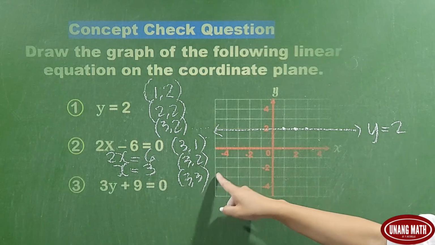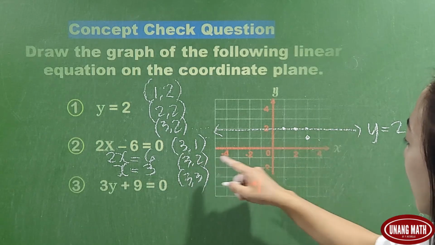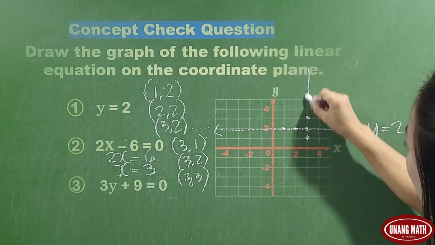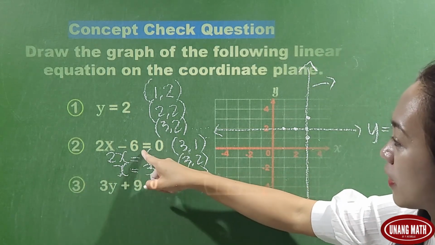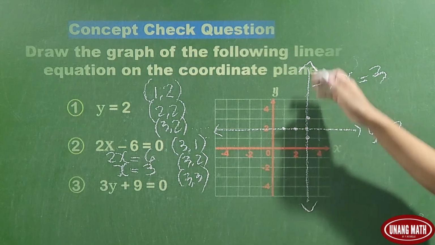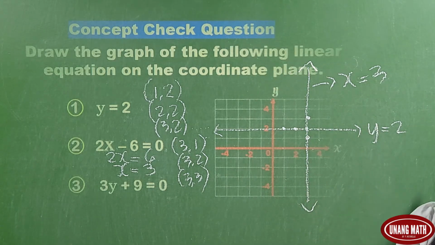Let's plot these points. So we have here (3, 1), (3, 2), (3, 3), and so on. So the graph looks like this. So this is now the graph of 2x minus 6 is equal to 0 or x is equal to 3. This is a vertical line that is parallel to our y-axis.